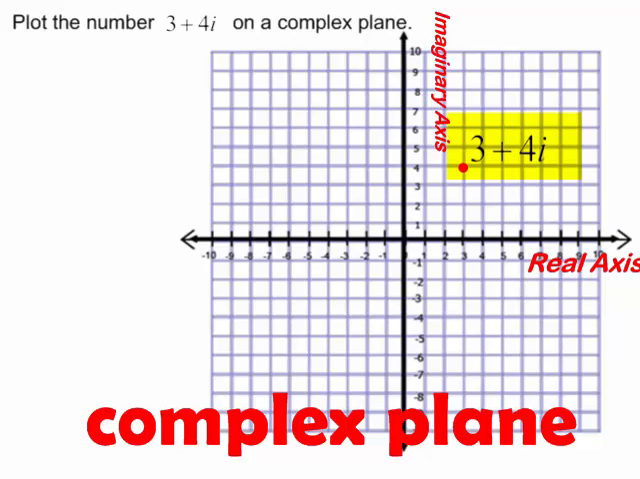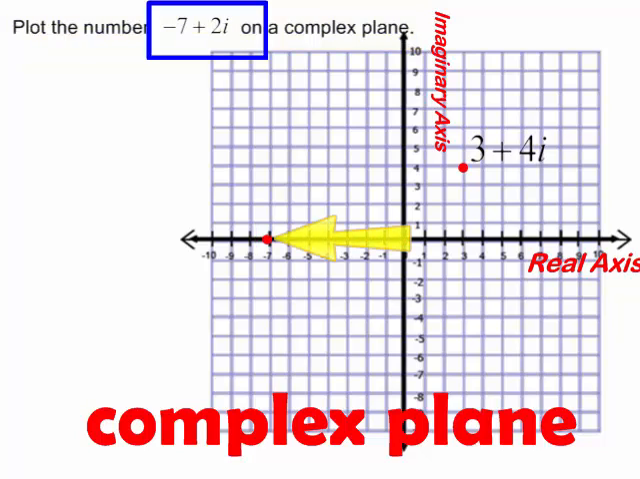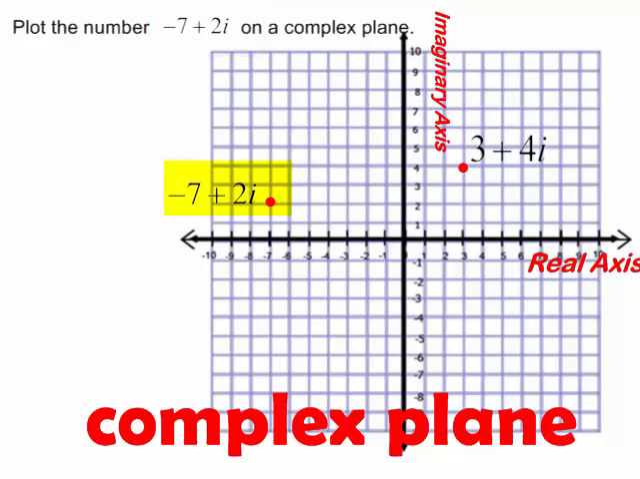Let's try another one. Plot the number -7 plus 2i on a complex plane. -7 is the real part. I will start at the origin and I will go left 7. 2i is the imaginary part. I will go up 2 spaces. This is the complex number -7 plus 2i.